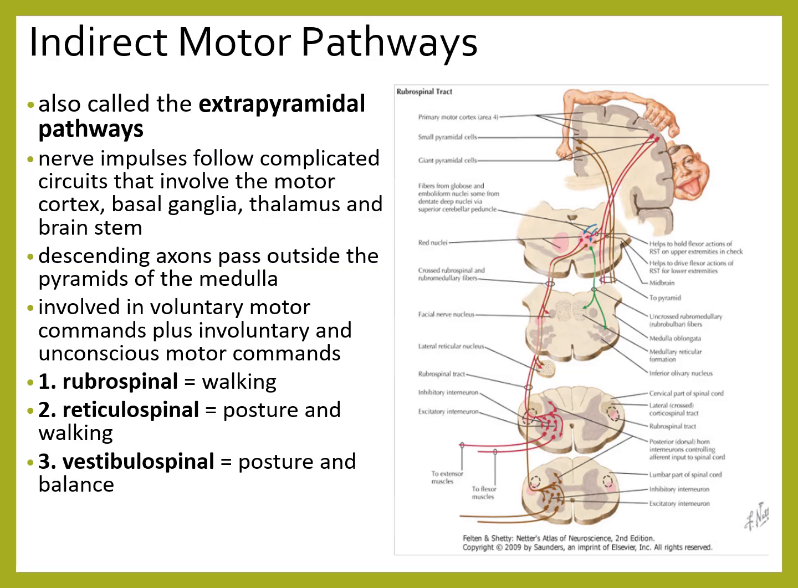And the indirect motor pathways, or extrapyramidal pathways, are involved in voluntary motor commands, but they're also involved in involuntary and unconscious motor commands. We're going to take a look at three of them. They're called the rubrospinal pathway, which is involved in walking, the reticulospinal pathway, which is also involved in walking, but will be involved in the unconscious motor commands that help underlie our posture, and the vestibulospinal pathways, which are going to be involved in posture and balance.